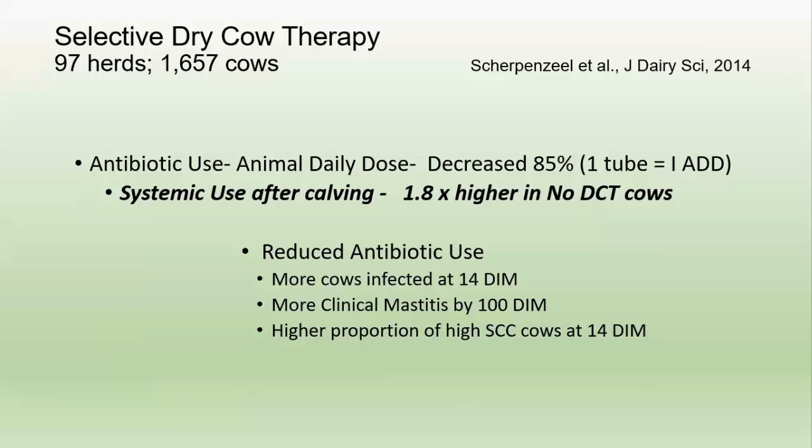This can be a little deceiving, however, because when one looks at systemic use, even though a larger amount of drug is used, that still counts as a daily dose. And remember, in this study, there is almost 2 times as much systemic use after calving in the non-dry cow therapy cows.